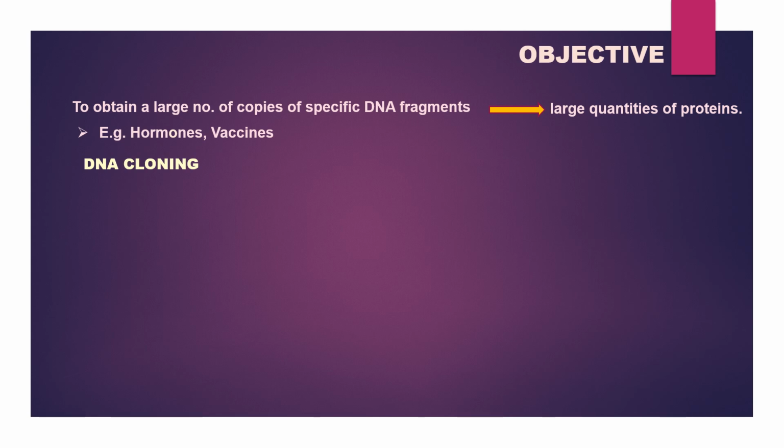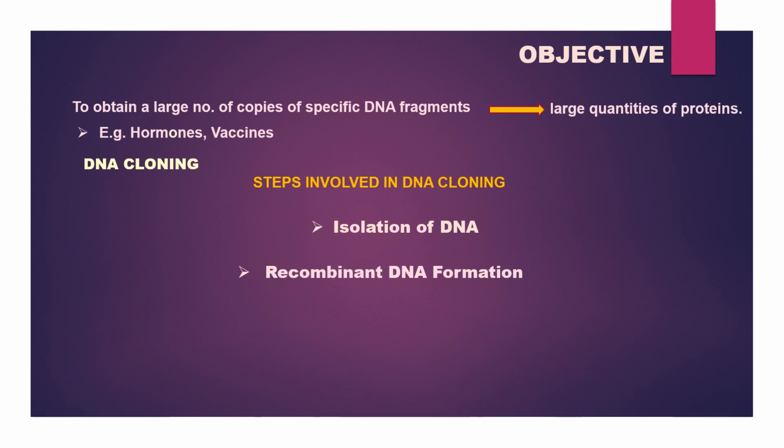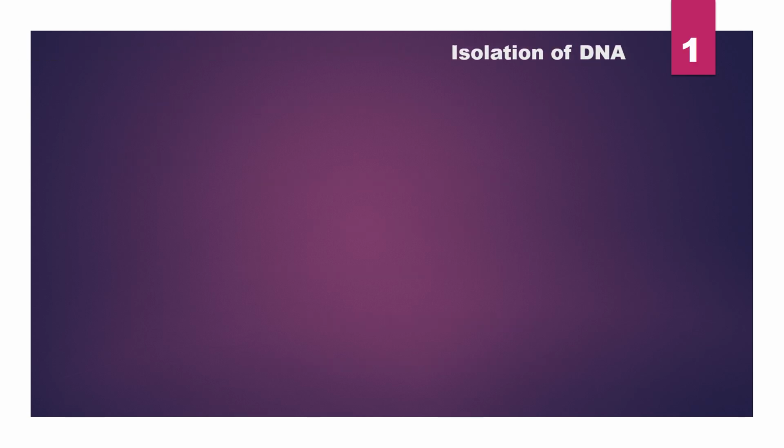Now let's look into the steps that are involved in DNA cloning. The first step is isolation of the DNA, then recombinant DNA formation, and then transferring it into a host, that is host transformation, and then selection of the transformed colonies. Firstly, let's look into the first step, that is isolation of DNA.